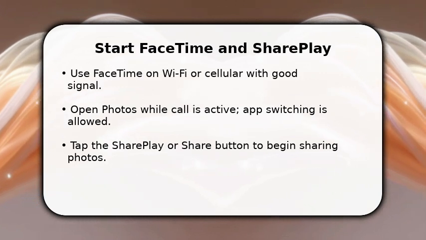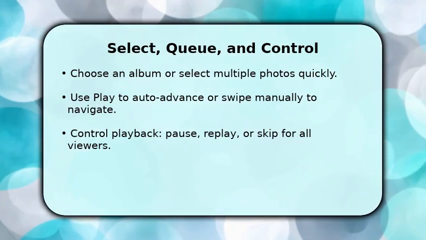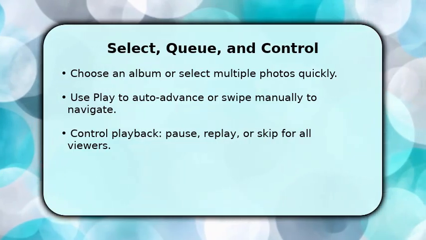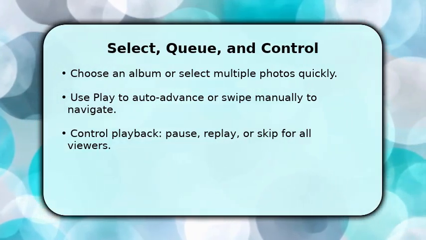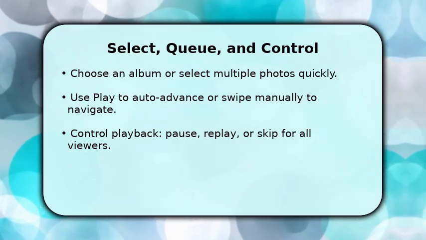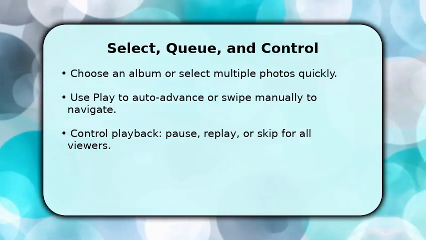Now select the images you want to show. Pick an album or tap multiple photos to cue them. Once you start sharing, use Play to auto-advance through the selection or swipe to move manually. Either action updates what everyone sees.